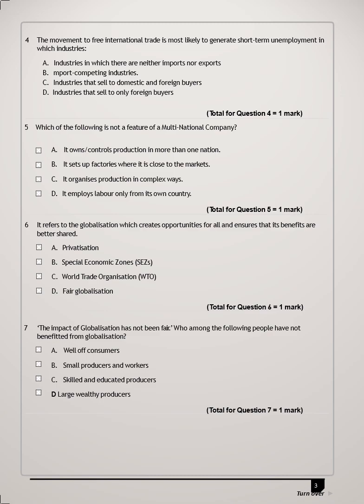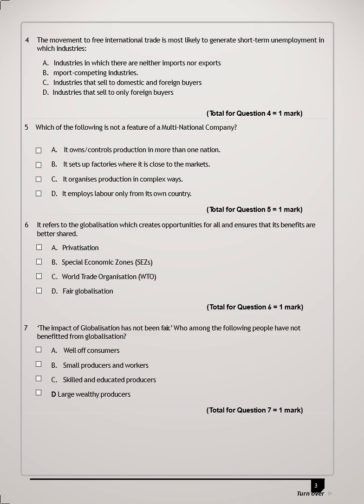It sets up factories where it's close to the market. Actually, a multinational company normally produces goods and services very close to that particular market. So it sets up factories close to its market, which I already explained. Yes, that is also a characteristic feature of a multinational company. Then it organizes production in a complex way. Yes, of course, it organizes production in a complex way.